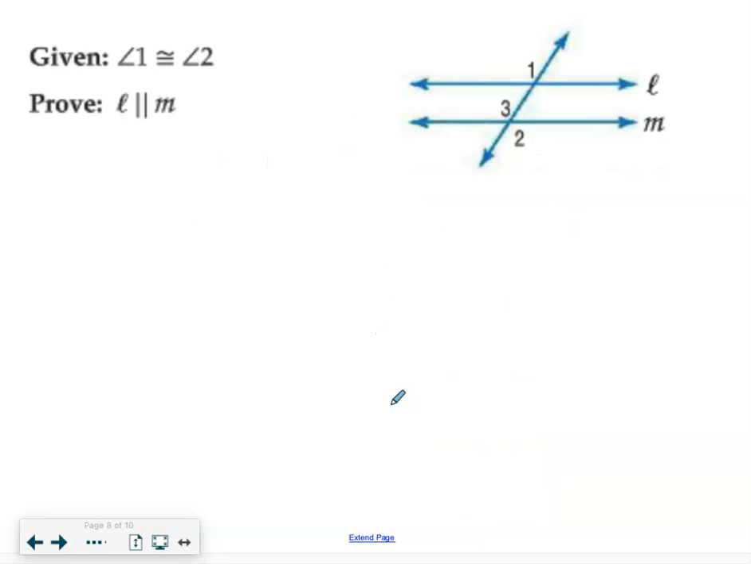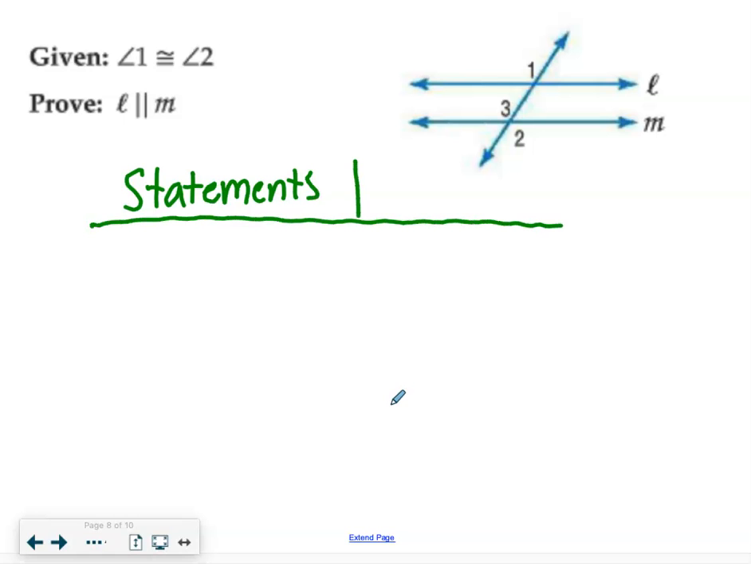Okay, it says given angle 1 is congruent to angle 2, prove that line L is parallel to M. I feel like that given's not right. Yeah, this one's real easy. Alright, let's start with our statements and reasons.